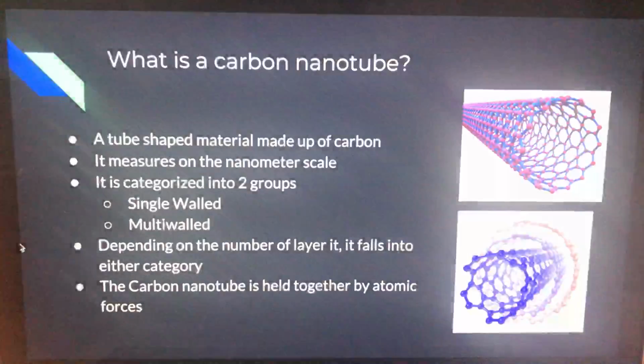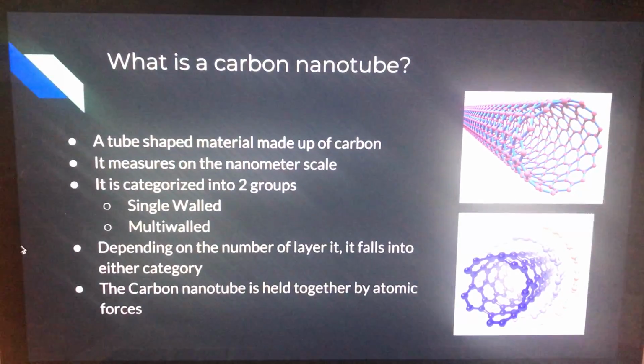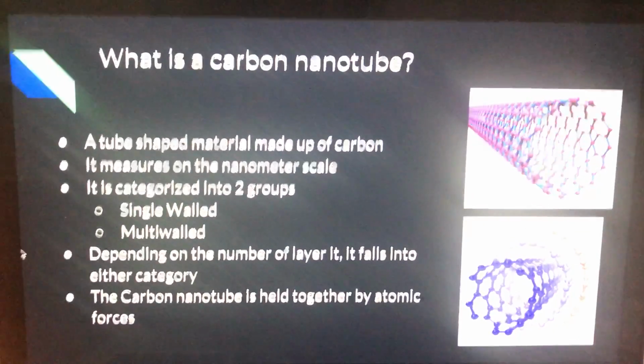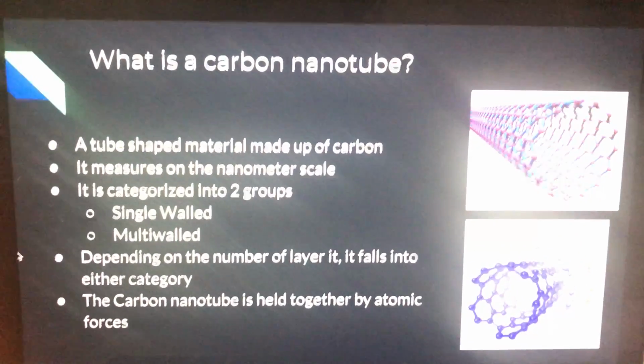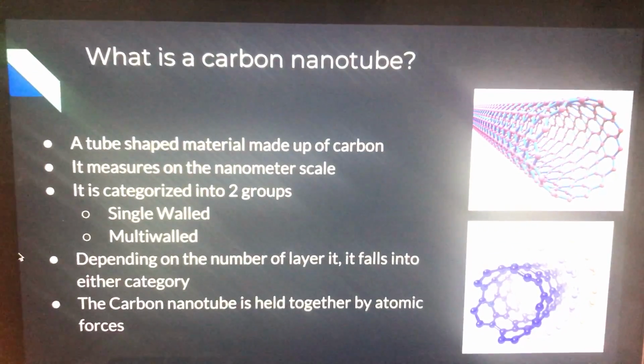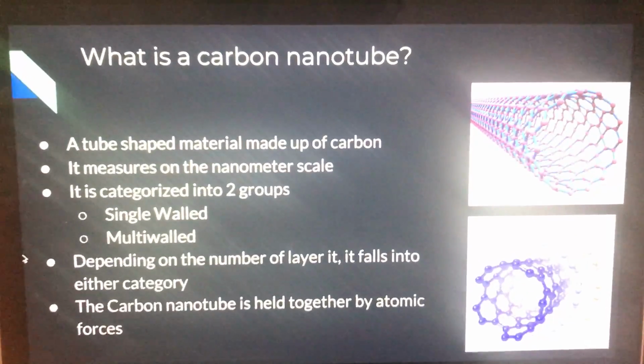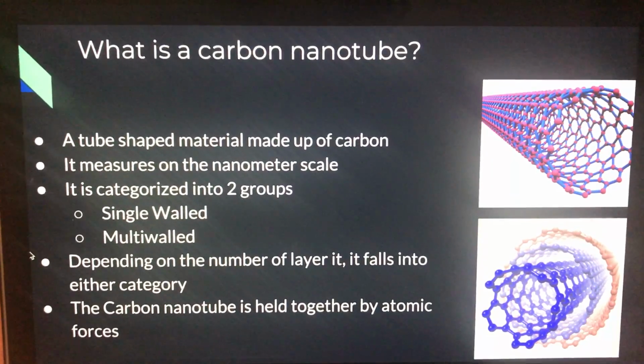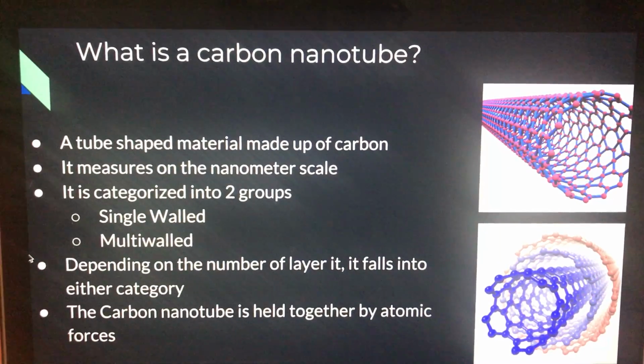A carbon nanotube is a tube sheet material made up of carbon. It measures on the nanometer scale, hence the name nanotube. There are many types of nanotubes, but they are categorized into two groups, single and multi-walled. The wall part comes from how many layers it has. The walls are held apart by interatomic forces.